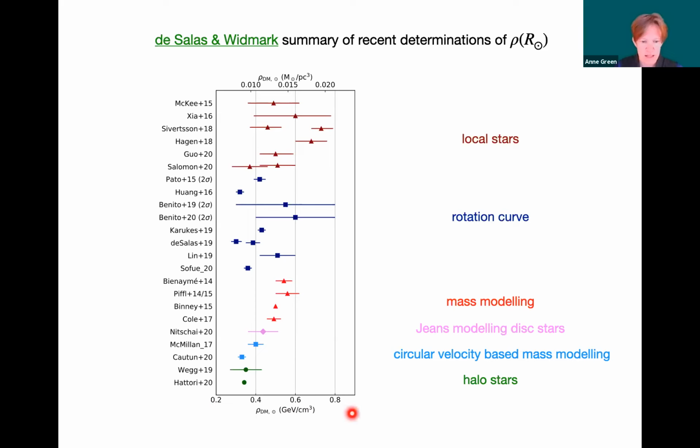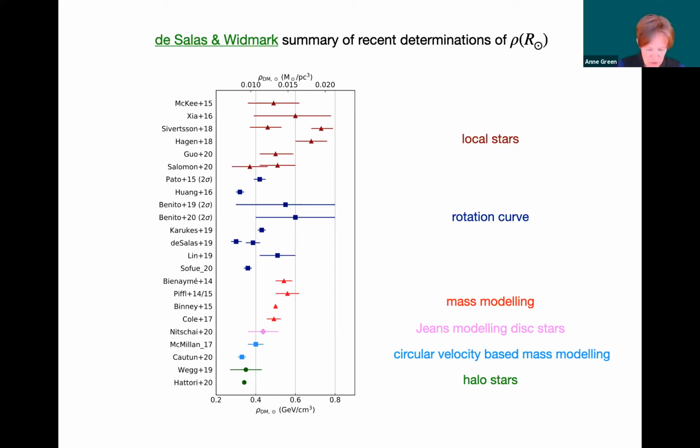And so the bottom axis is the local dark matter density measured in particle physics units, i.e. GeV per cubic centimeter. The top axis is the equivalent astronomical measure, as in solar masses per cubic parsec. And the equivalent of 0.3 GeV per cubic centimeter is 0.08 solar masses per cubic parsec. And so what we're seeing here is that these things are all broadly consistent, but the scatter in them is probably bigger than some of the error bars. So this again is telling us that the systematic modelling uncertainties are bigger than the statistical uncertainties.